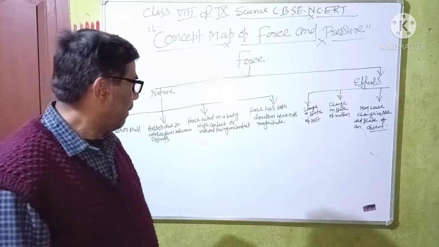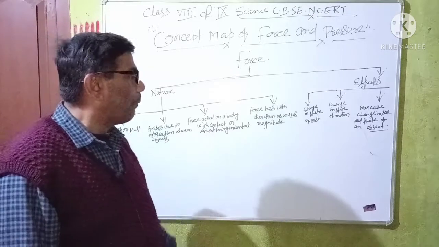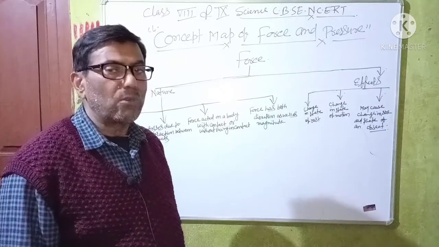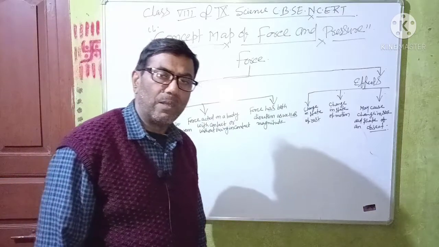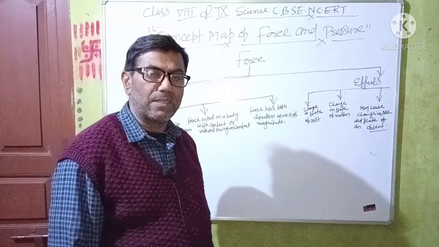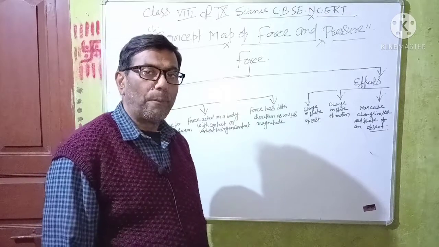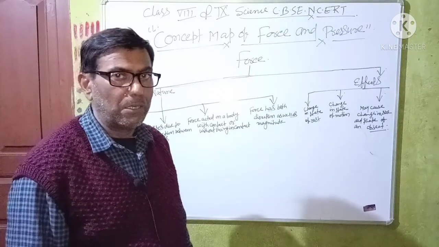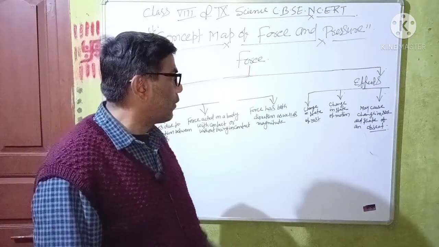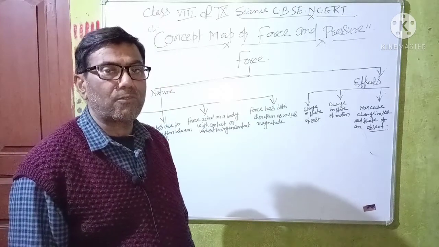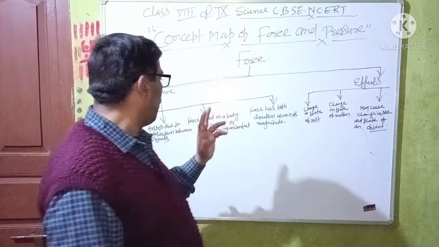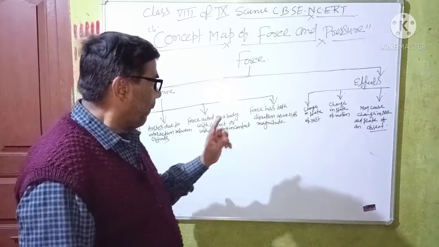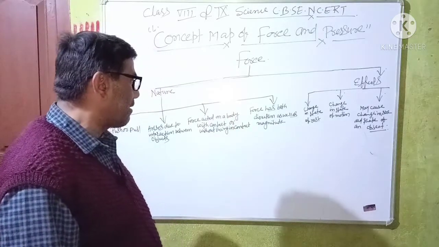Third nature: force has both direction and magnitude. We know that force always acts on a body in a definite direction, and it has an actual value, meaning its magnitude. So force has both magnitude as well as direction, and hence force is known as a vector quantity. So the third nature is that it has both direction as well as magnitude.